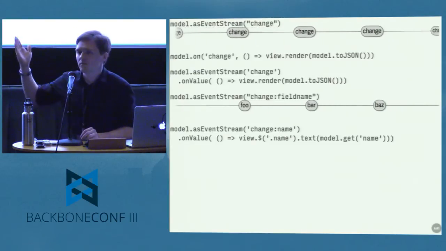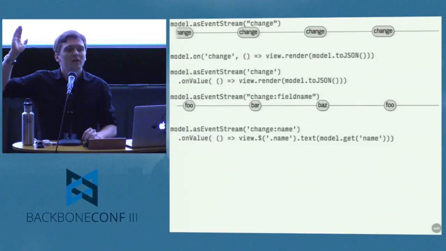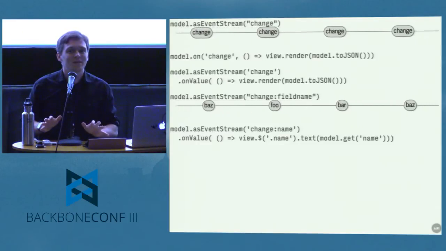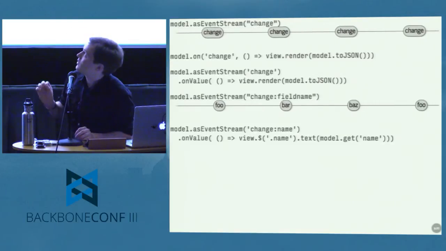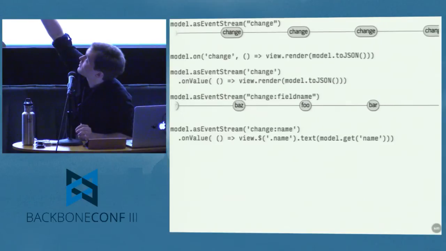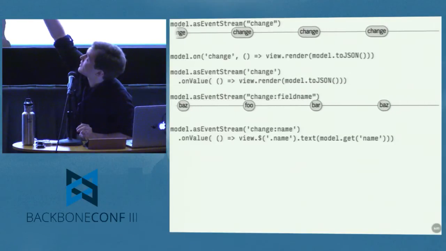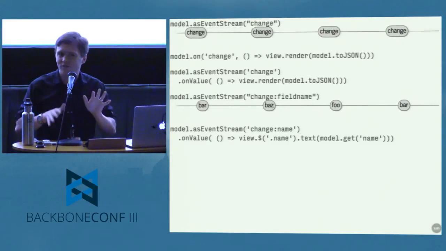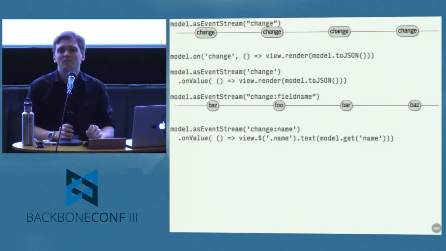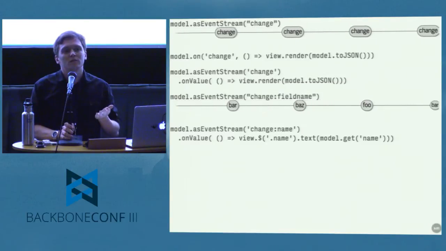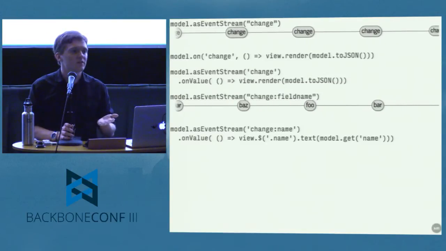Now, what I'd like to say about these samples is that the way they are right now, you would probably never write them because they don't actually do anything. If you look at the model.onChange line and then the model.asEventStream line, it's longer, it's a little more unwieldy, you have all this Bacon stuff that you have to deal with. So why would you do that? The answer is in case you want to refactor it later, in case you want to change things.